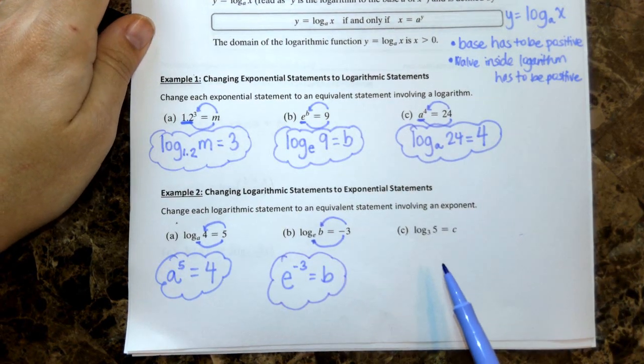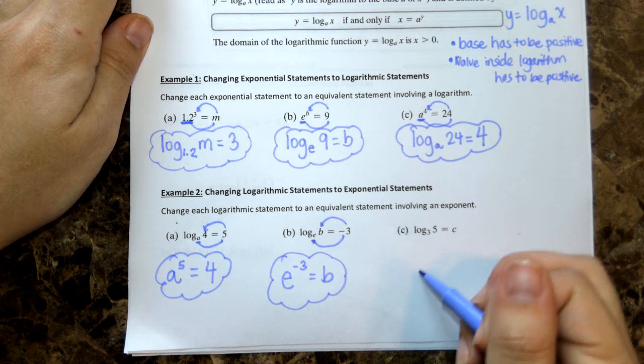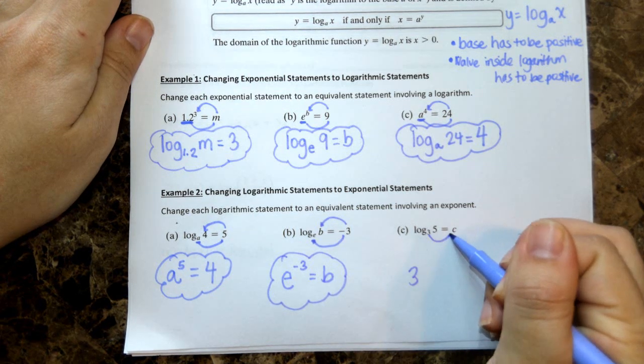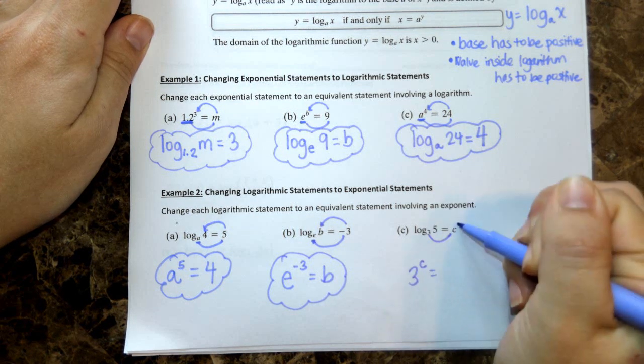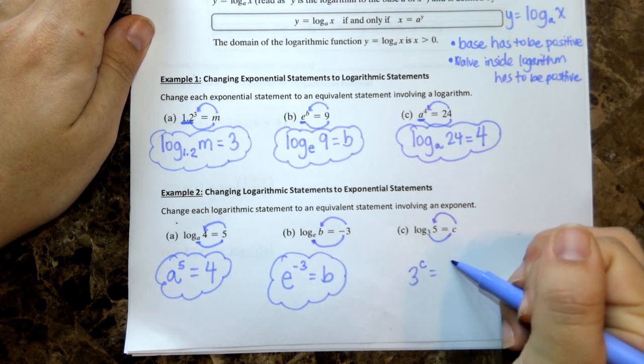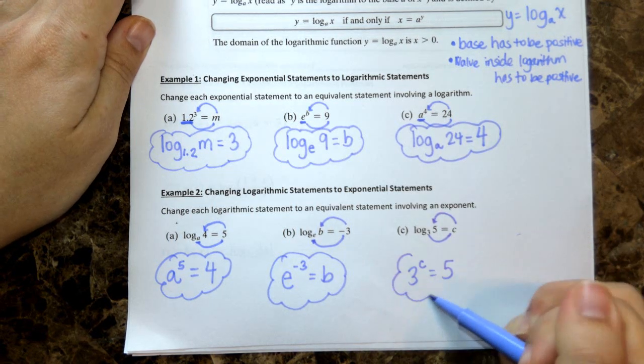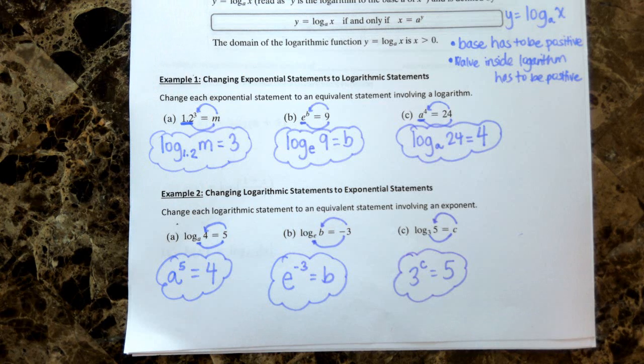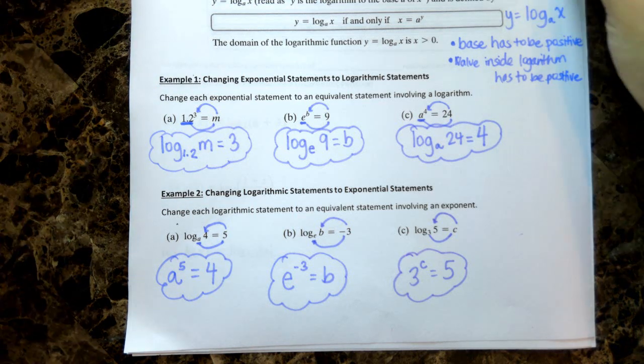And then last one, part C, start with the base, which is 3. Raise it to the c power and set it equal to whatever's inside the logarithm, which is 5. And there's our exponential equation.